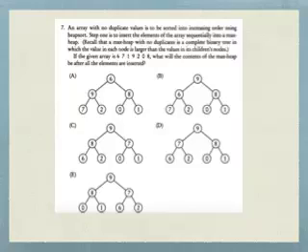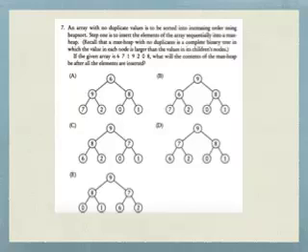It mentions that an array with no duplicate values is to be sorted into increasing order using heap sort, and step 1 is to insert the elements of the array sequentially into a max heap. Recall that a max heap with no duplicates is a complete binary tree in which the value in each node is larger than the values in its children's nodes. If the given array is 6719208, what will be the contents of the max heap after all the elements are inserted?